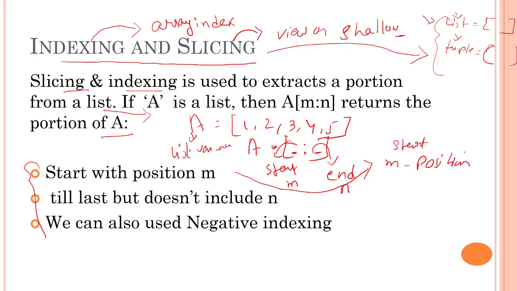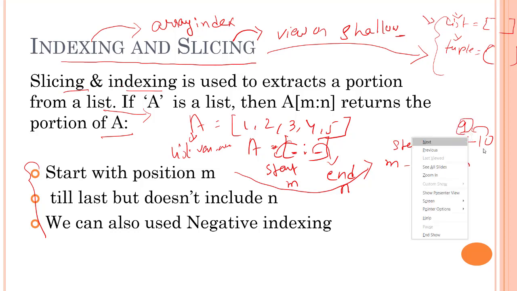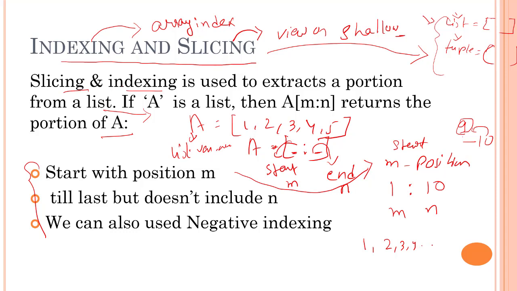Till the last: suppose the ending value we give is 10, it means before 10, so it goes till 9. The last value will follow, but does not include n. Suppose I'm giving the starting value 1 and the ending value 10, m and n. It will start from 1 2 3 4 and continue till 9, because it gives but does not include n. The n value is 10, so it will not be included. Remember that feature, it's not included.